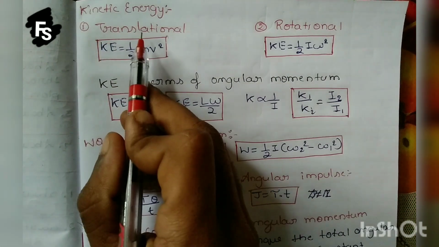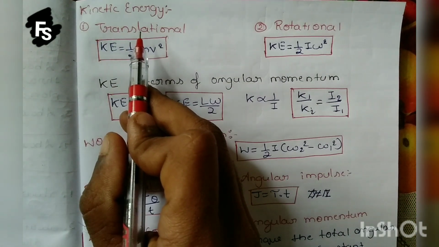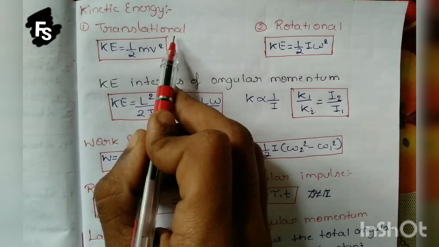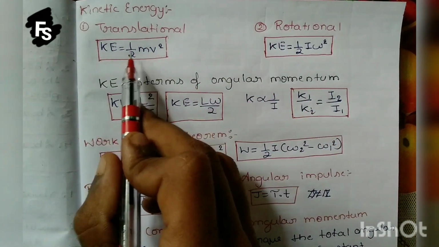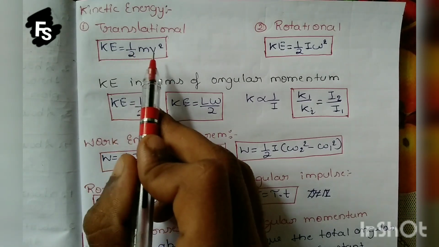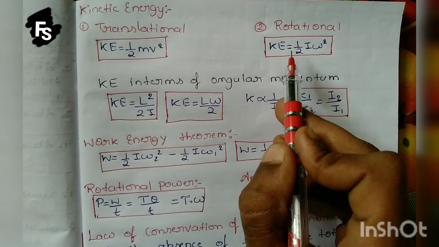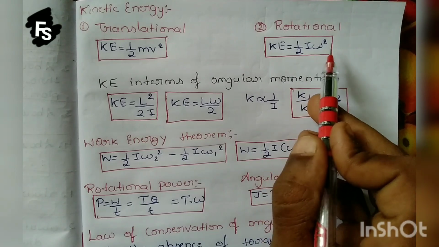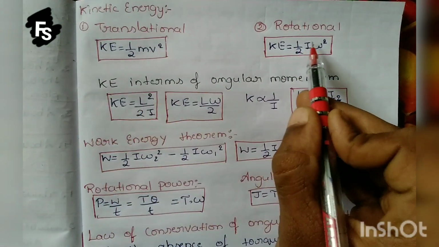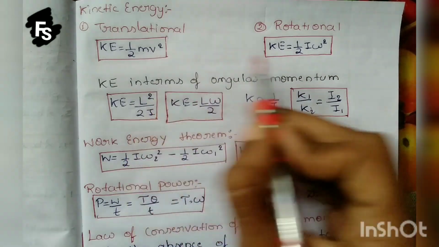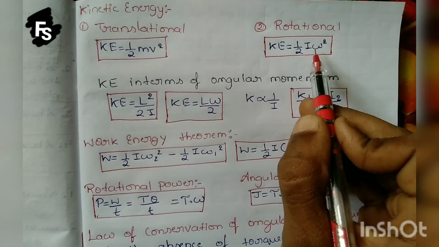Next come to the kinetic energy concept. There are two types of kinetic energy: translational kinetic energy and rotational kinetic energy. Translational kinetic energy is equal to 1 by 2 m v square. Rotational kinetic energy is equal to 1 by 2 I omega square. This is like translational kinetic energy, but in case of mass, moment of inertia is used, and in case of velocity, angular velocity is used.